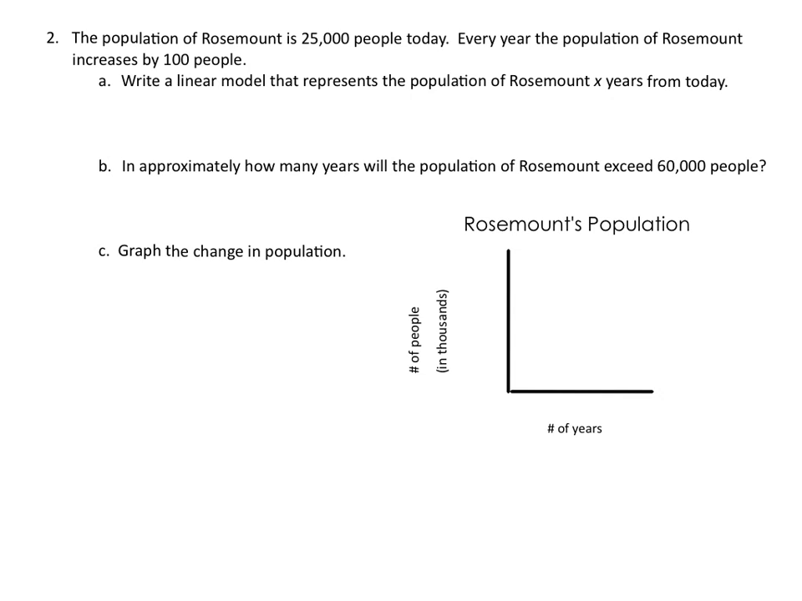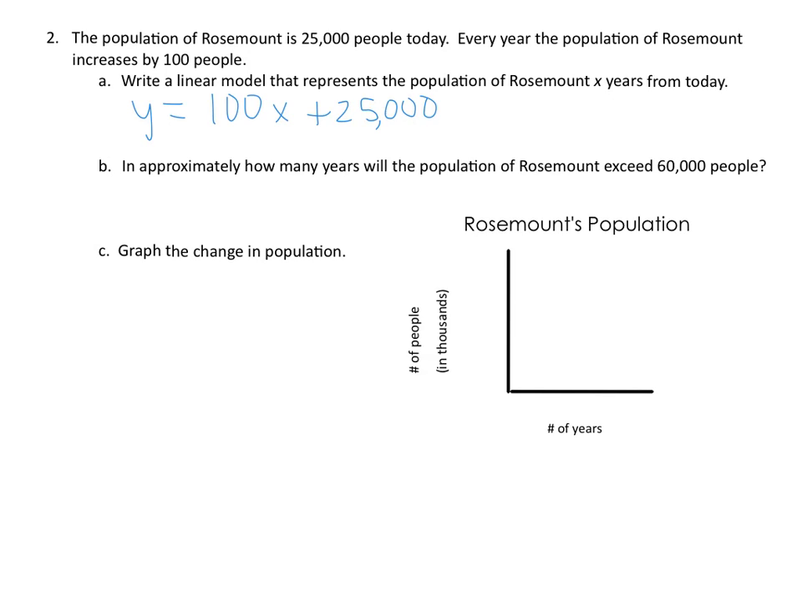So if I wanted to write an equation to represent that Rosemont is growing by 100 people a year and has 25,000 people already, that will be y equals 100 times however many years that we'll have, plus the original 25,000 people that are already in Rosemont. So that's part A. Part B, in approximately how many years will the population of Rosemont exceed 60,000 people?